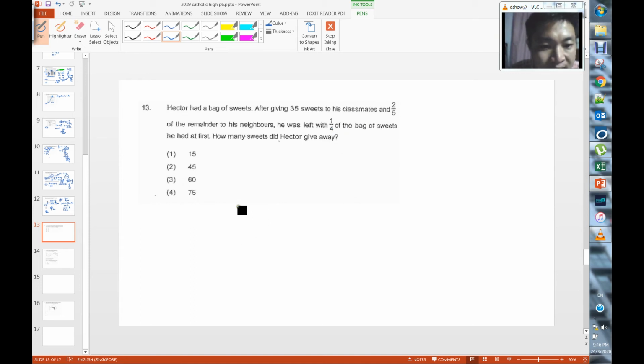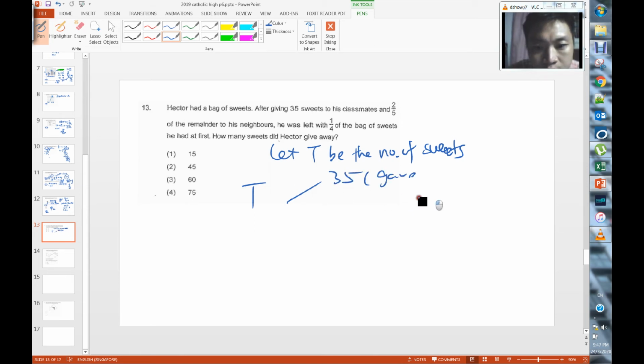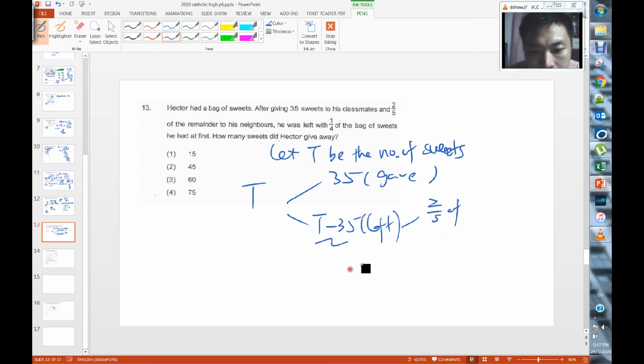So let's say you start with T number of sweets. So let T be the number of sweets. After giving away 35, what you have is T minus 35, right? Now it says 2/5 of the remainder to his neighbors. So 2/5 of this one, to the neighbors.